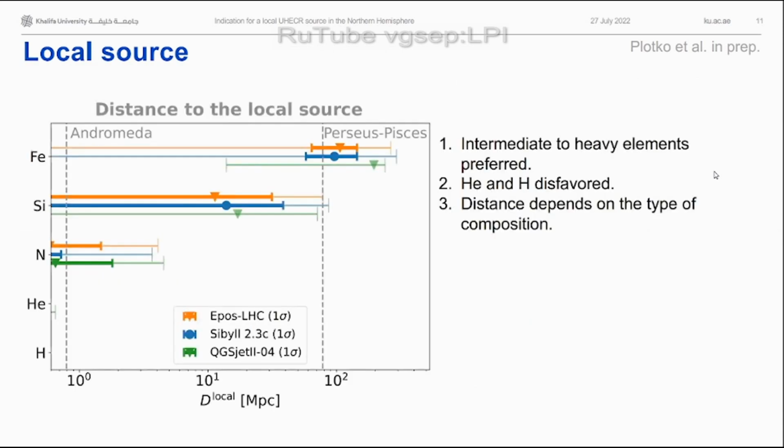So what about the distance in this case? Here we have the distance of this local source versus the different mass groups. You see that the heavier the mass group, the larger the distance you need. If you assume iron, we can still have, within 1 sigma, where the darkest error bars are for the 1 sigma scenarios, distances up to 100 megaparsec. But once you go to lighter mass groups, you need a closer source. And proton and helium sources are actually excluded within at least 1 sigma.